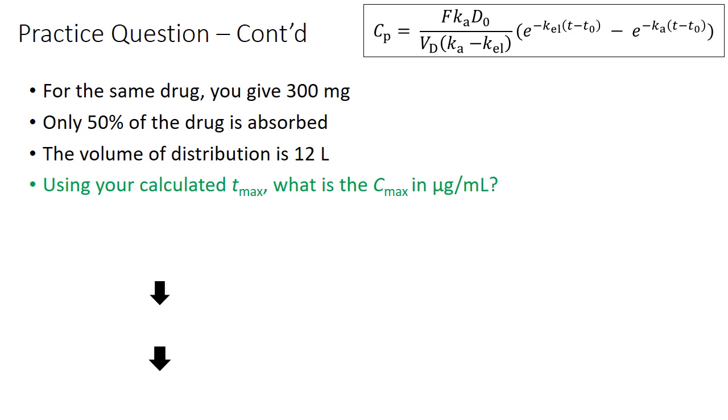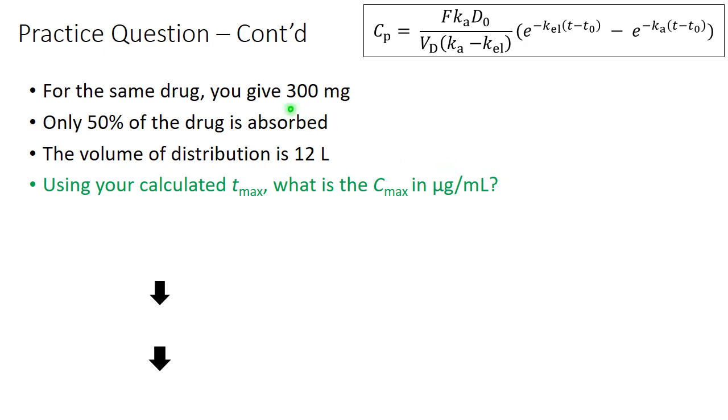So now that we have our Tmax for this hypothetical drug, I want you to imagine a scenario: you decided to give 300 milligrams, and you knew for a fact that only 50% of the drug is absorbed, so you have 50% bioavailability, and the volume of distribution is 12 liters. These are all kind of predetermined, so I had to give you that. What would be the Cmax in micrograms per milliliter? Again, I don't want you to get bogged down in deriving equations, but I want you to get familiar with sometimes getting curveballs with units.